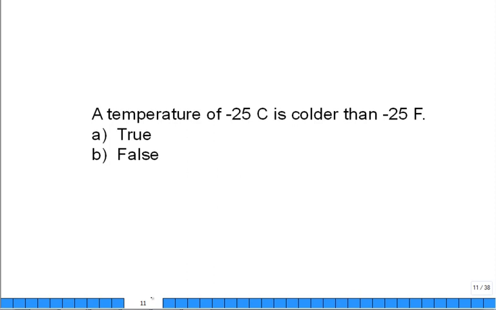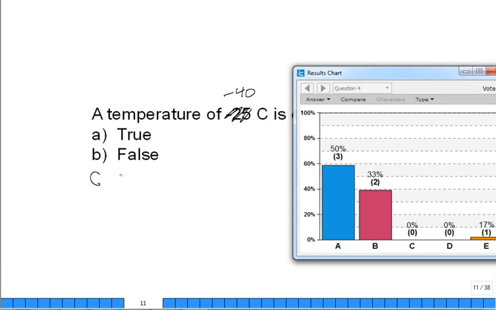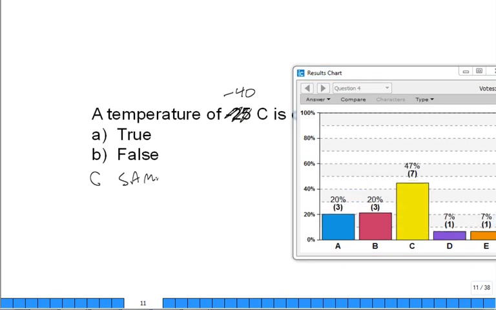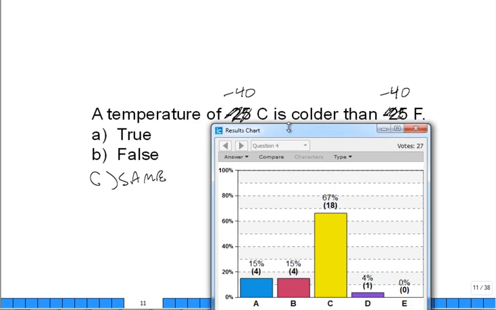A temperature of negative 25 is colder than negative 25. Let's even change this up. I'm getting tired of these. Negative 40 versus negative 40. I'm going to add here that C is that they're the same. So there you go. We're off and running. A temperature of negative 40 C is colder than negative 40 F. A, true. B, false. C, they're the same temperature, the same degree of hot and cold.